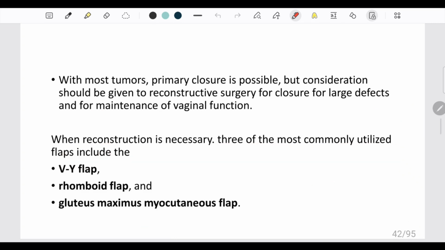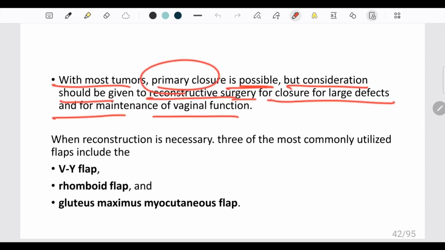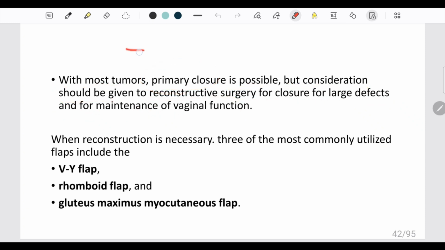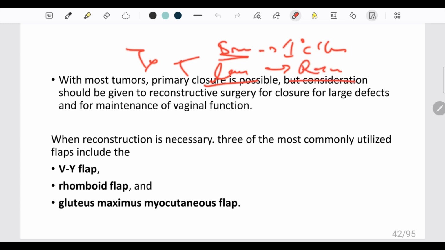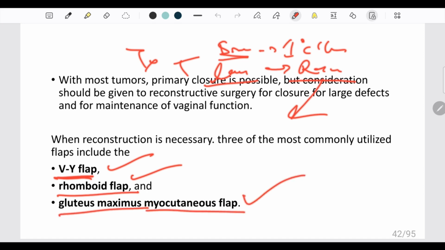urinary continence. With most tumors, primary closure is possible, but consideration should be given to reconstructive surgery for closure of large defect and for maintenance of vaginal function. So after tumor removal, you have to check whether the defect is a small one or a large one. If small defect, then primary closure is preferred. If large, then reconstructive surgery to be done. And most commonly used flaps are VY flap, rhomboid flap, or gluteus maximus myocutaneous flap.